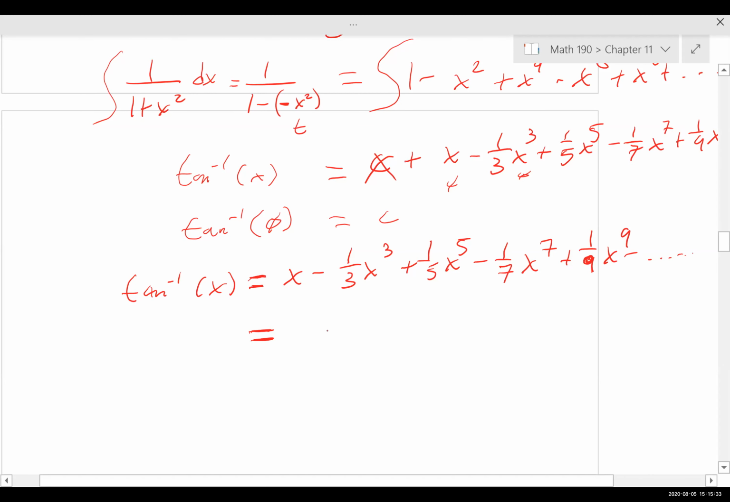Okay, so let's try to figure out, well, what's the summation of this thing going to be? Let's do 1/1 to the 1. Okay, if that's okay with you guys, 1/1 to the 1. I might even rewrite it as x to the 1/1 minus x to the 3/3 plus x to the 5/5 minus x to the 7/7 plus x to the 9/9, right?